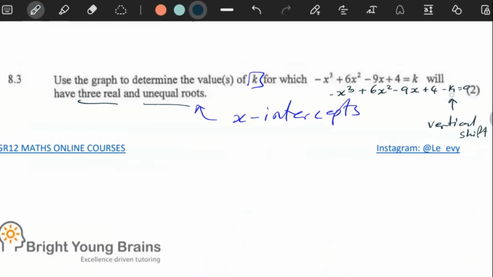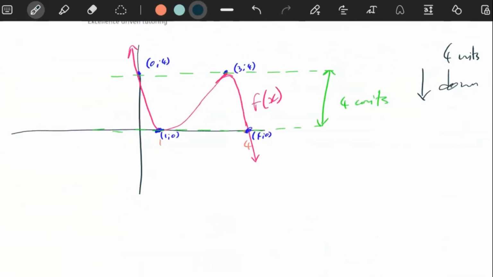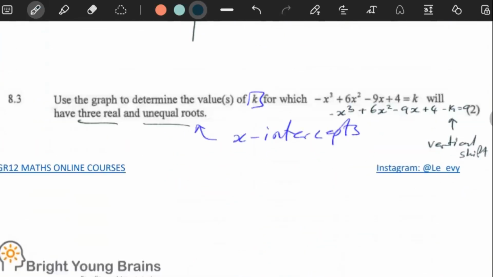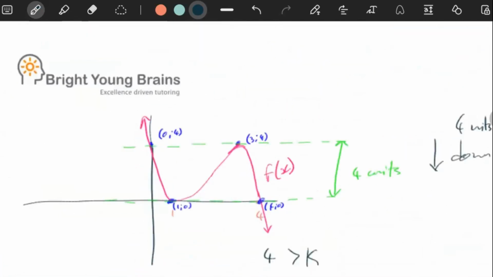But then the moment this value of k becomes anything above 4, then we're going to have a problem, because it means you would have moved the graph more than 4 units downwards. So clearly k cannot be bigger than 4. So here we can say k has to be smaller than 4, you see. However, you cannot move this graph any way upwards, you see.